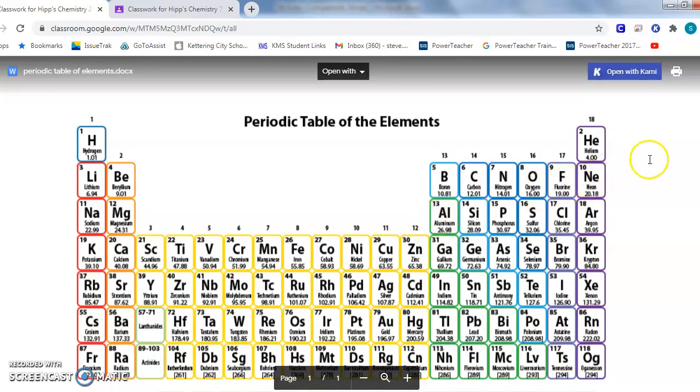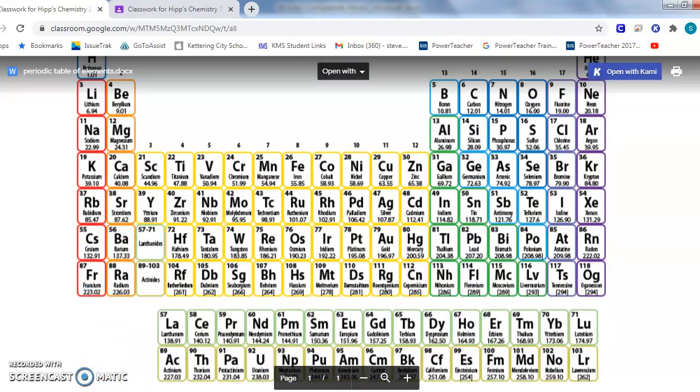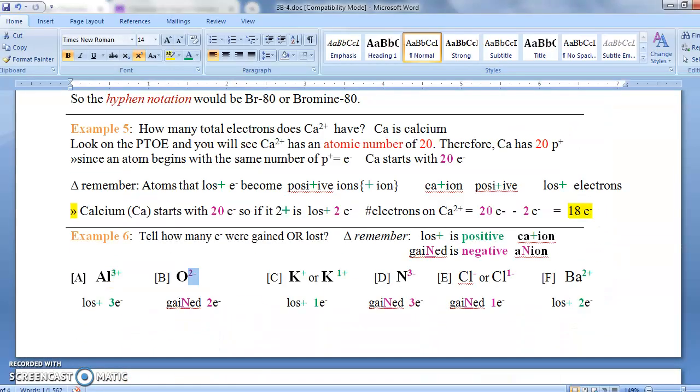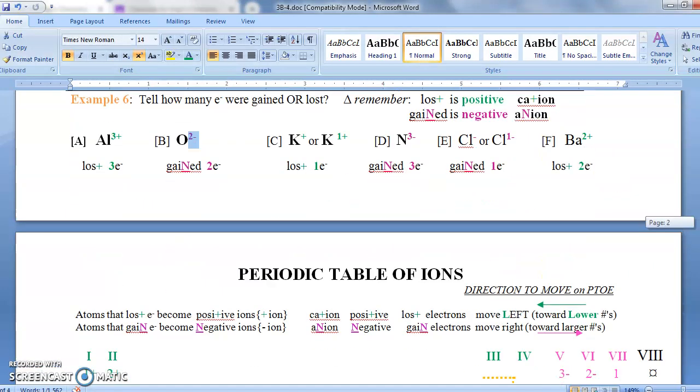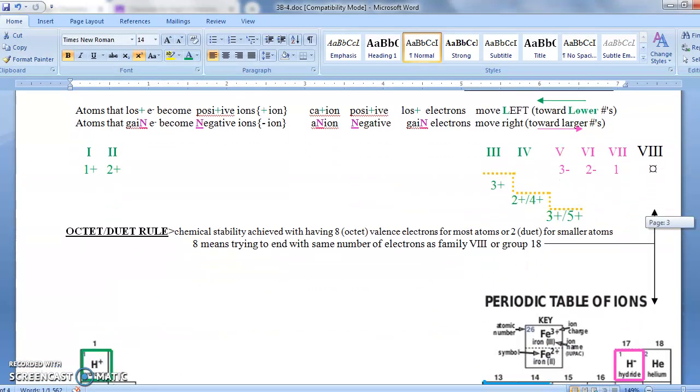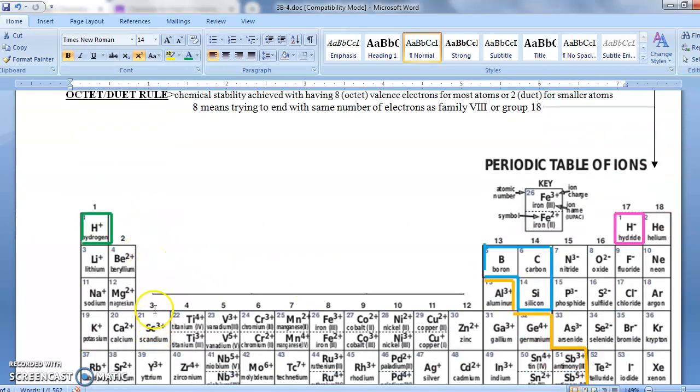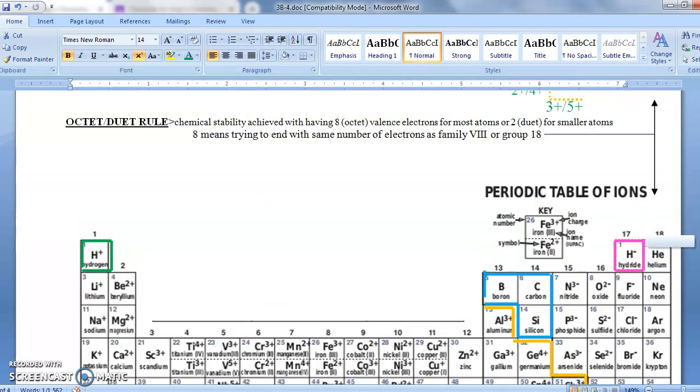This is kind of summarized on what we call the periodic table of ions. If we look on our next page of notes, we have the periodic table of ions. On this table, we see the group numbers, group 1, group 2. These are group 3 through 12, group 13, 14, 15, 16, 17, 18. When we're talking about a group, we're talking about that vertical column.